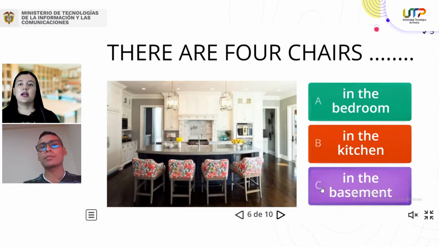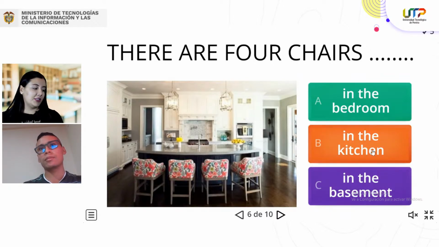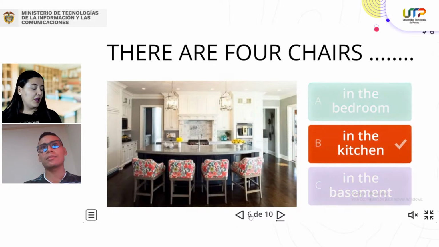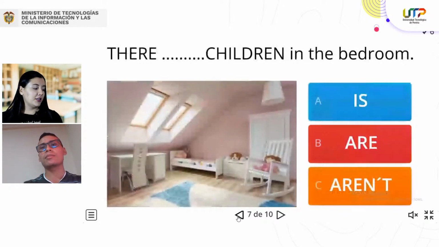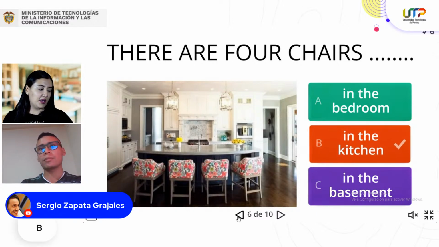In the basement, guys, the basement is the place where we can keep things. For example, the Christmas tree, and that is not actually on the ground, it is underground most of the time. So it's what we call in Spanish el sótano. So be careful with that. That is not a basement, of course. The correct answer is, in this case, in the kitchen. So there are 4 chairs in the kitchen. That would be the correct answer. B, option B, in the kitchen.